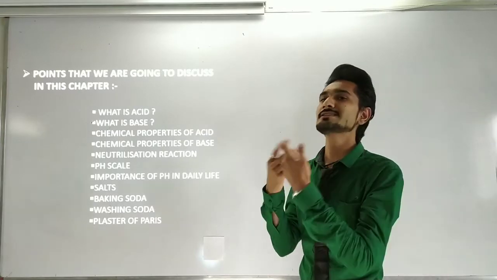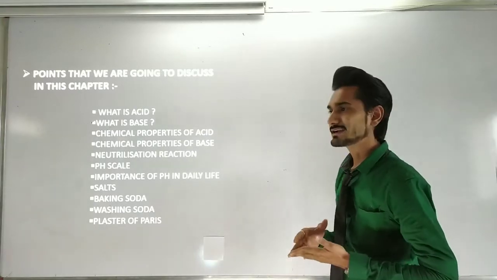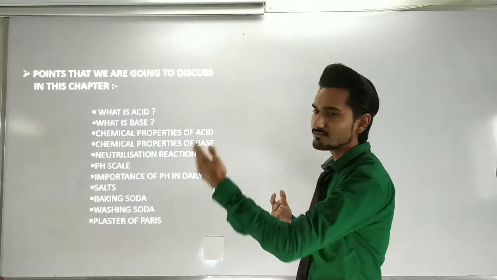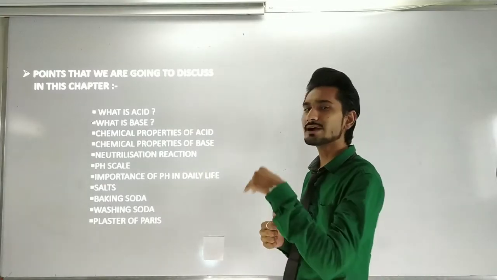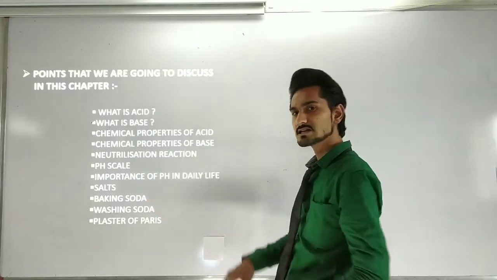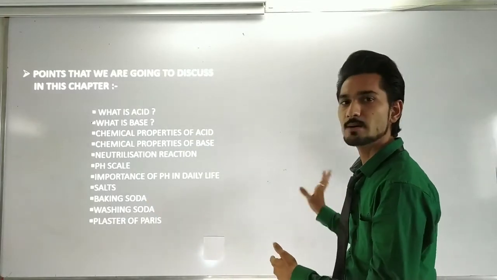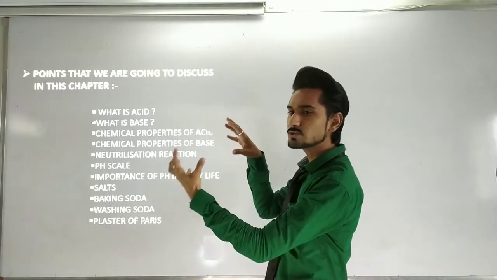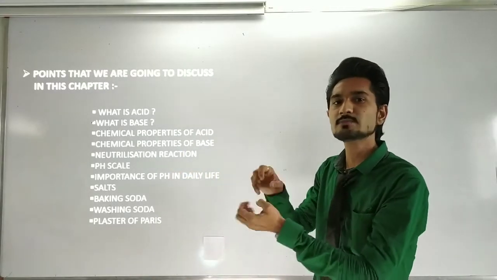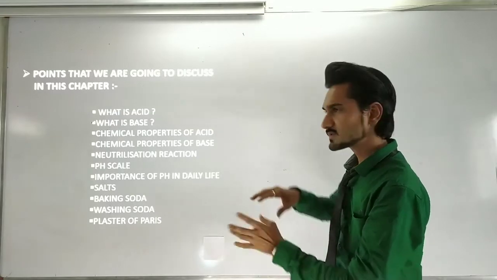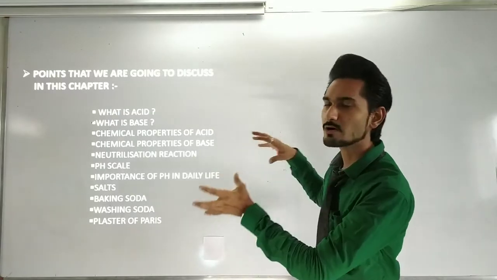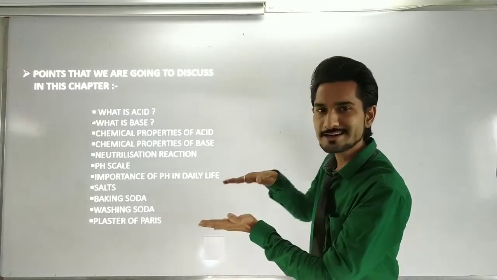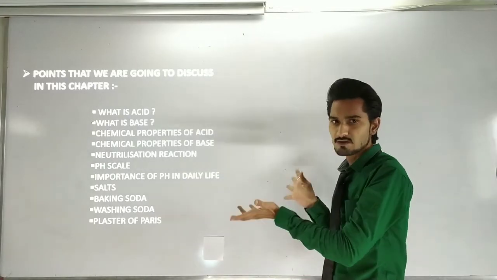As we know from the earlier chapter number 1, chemical reactions and equations, whenever we write an equation, we write the reactants on the left hand side and the products on the right hand side. So if some elements react with each other, they make some kind of product. Here we are going to see the reaction in which acid and base combine with each other, and it gives us the same products, salt and water.